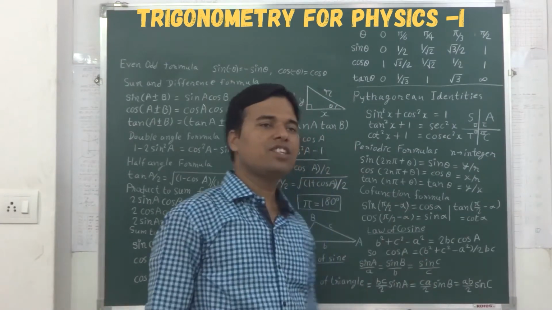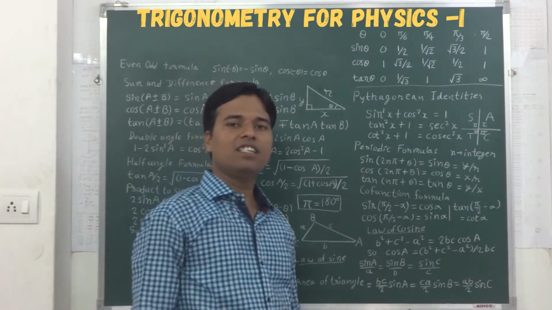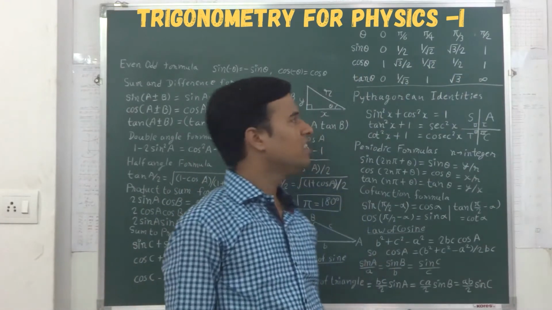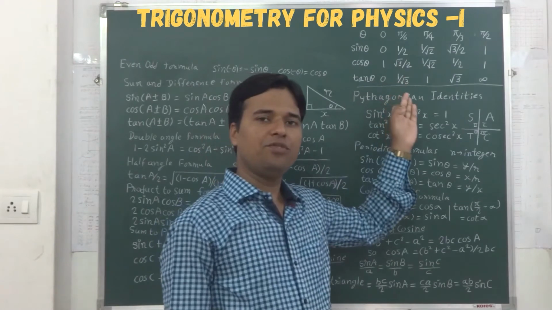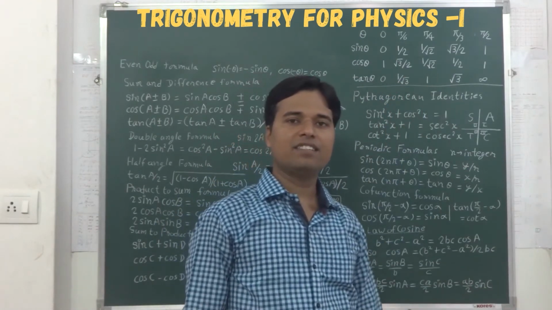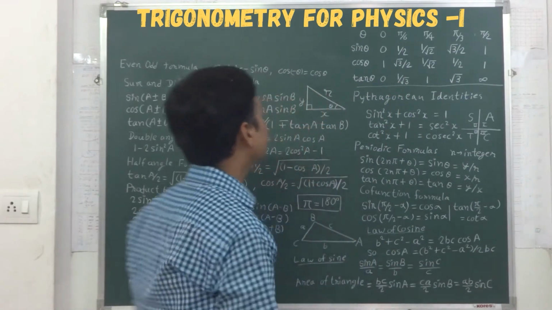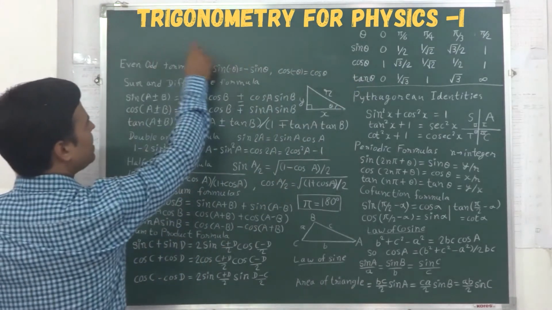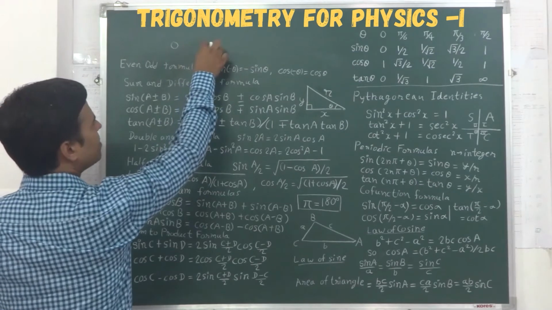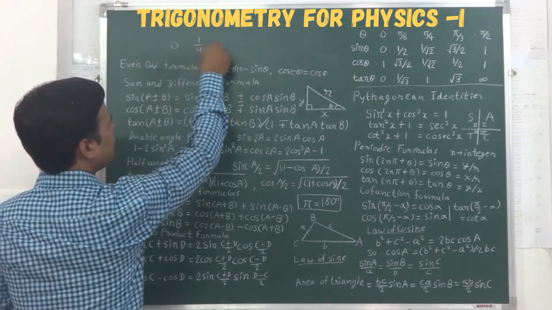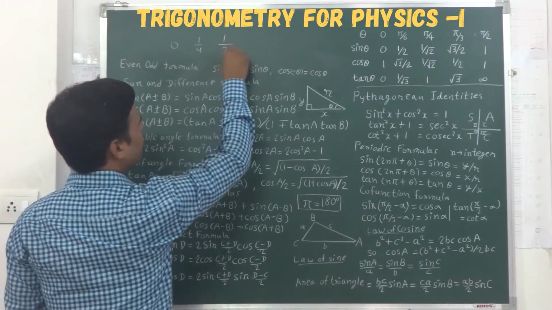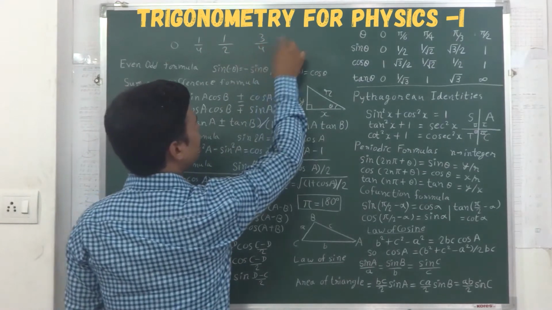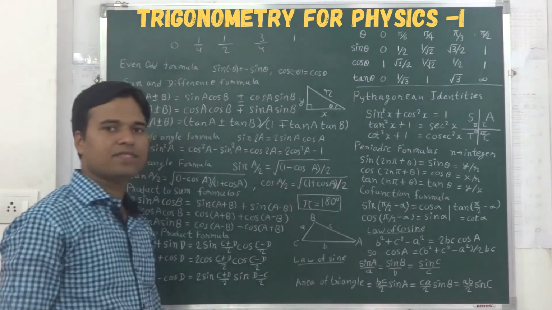For those students who find it very hard to learn this, otherwise point to point value you must learn it by heart. And here is the alternative method. Write 0, add 1 by 4, add 1 by 4, then you will get half, add 1 by 4, you will get 3 by 4, add 1 by 4, you will get 1.